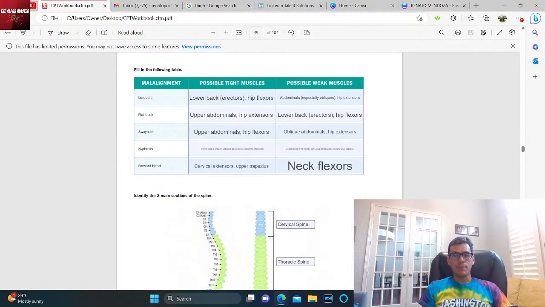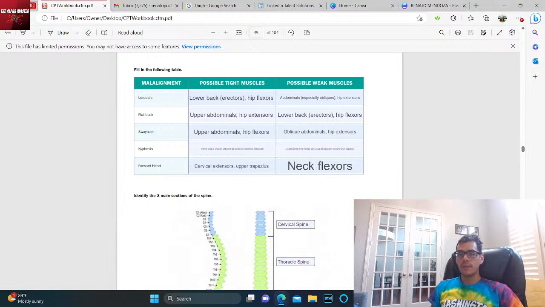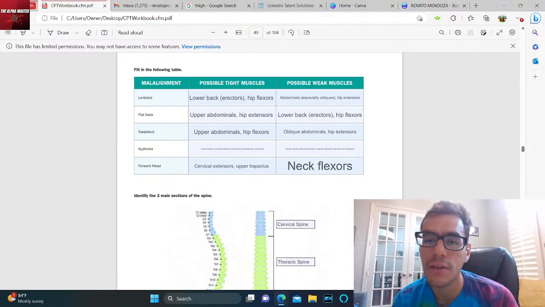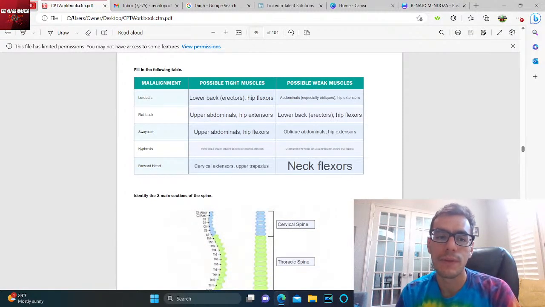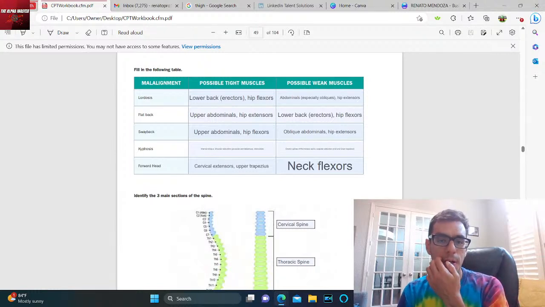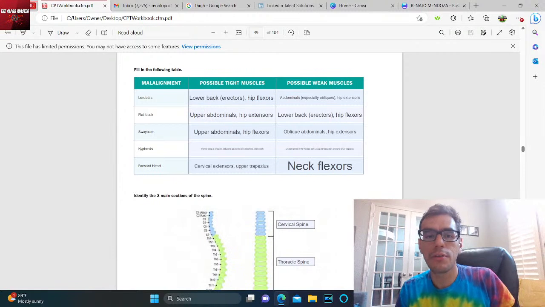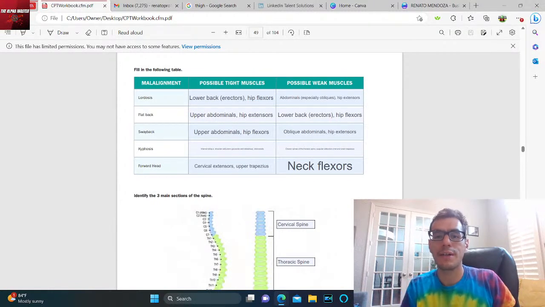So for lordosis, the possible tight muscles are the lower back erectors and the hip flexors. And the possible weak muscles are the abdominals, especially the obliques, and the hip extensors. For the flat back, you have the opposite for the tight muscles. You have the hip extensors and the upper abdominals as the possible tight muscles. And for the weak muscles, you have the lower back erectors and the hip flexors.